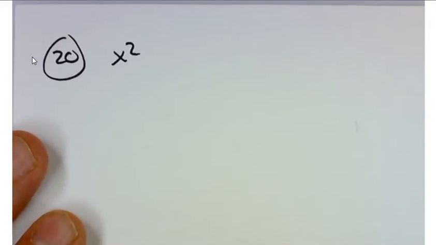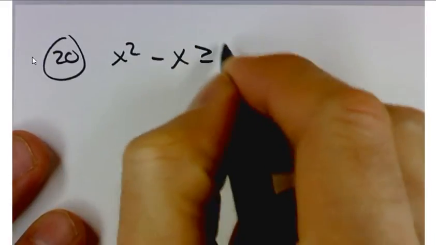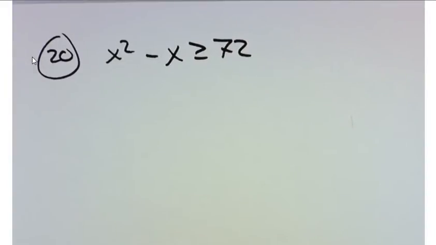Okay, I'd like you to try one. Let's try problem number 20: x squared minus x is greater than or equal to 72. I'll do a little timeout here as I walk around and try to help out.